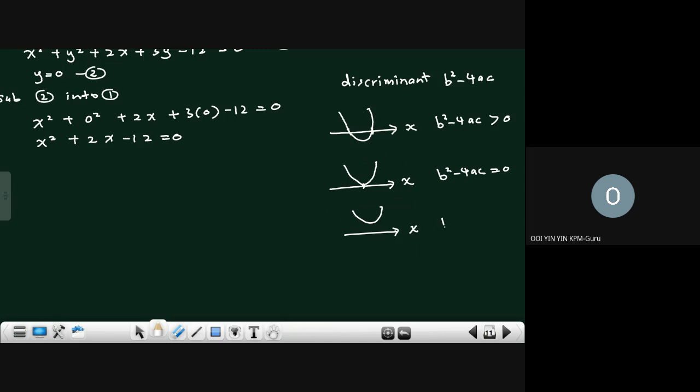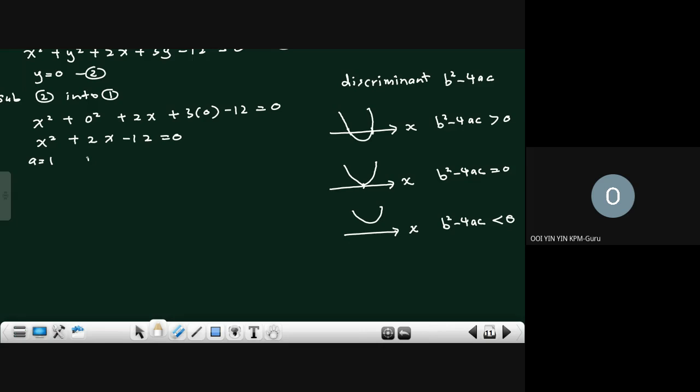And then the last one is your b squared minus 4ac less than 0, where it doesn't cross with your x, okay? There are no roots at all, no real roots, okay? So same go here. Now we want to know which one out of these three. That means that we need to find the a.